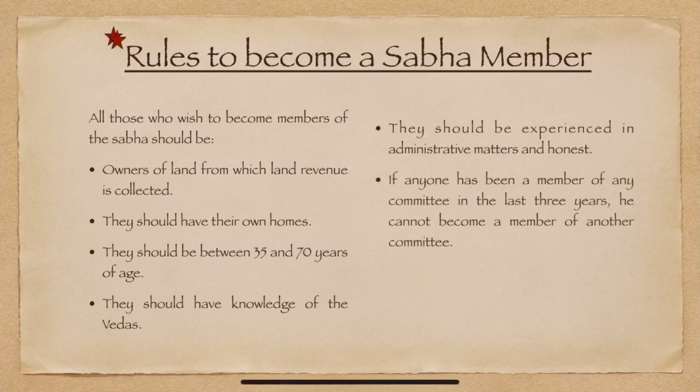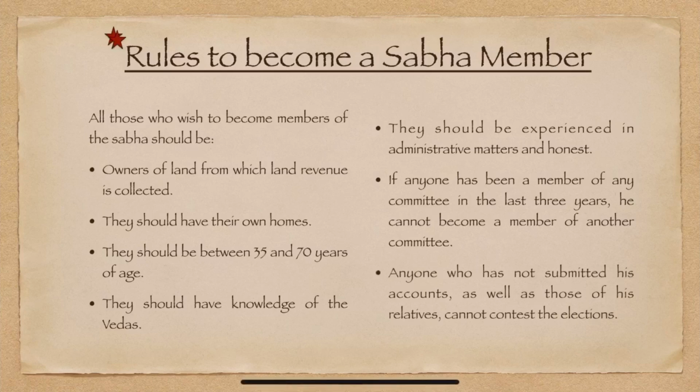If anyone has been a member of any committee in the last 3 years, then he cannot be a member of another committee. So there were many committees. Say, if a person was a member of committee A, then he cannot be a member of committee B for 3 years. Also, the last one, anyone who has not submitted his accounts as well as those of his relatives cannot contest the elections. So everyone has to give records of their earnings. All these rules show that only rich, honest, educated and powerful people could be a part of the Sabha.